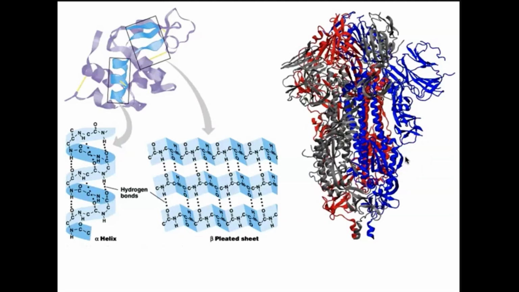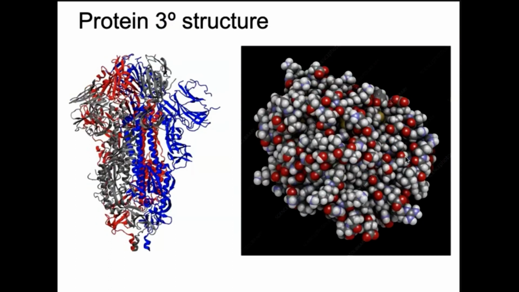So we'll talk about how you get these larger folded structures. In the next lecture, I'm going to talk about protein tertiary structure, which is the next level of protein organization, and we'll see these more complex structures, and we can start to understand how you get these big globular structures.